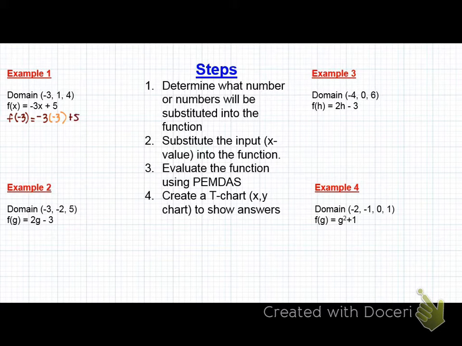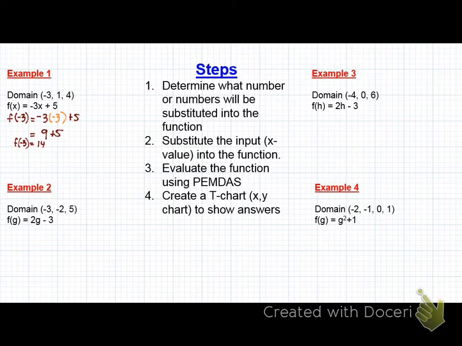And then we bring down the rest of the problem. And then I'm using PEMDAS, okay? I'm thinking, -3 times -3 is 9, right? Bring down the rest of the problem. 9 plus 5 is 14. So that means in my function, if I have a negative 3, f of negative 3 would equal 14. Okay? Input of negative 3, output of 14. Okay? Make sense so far?